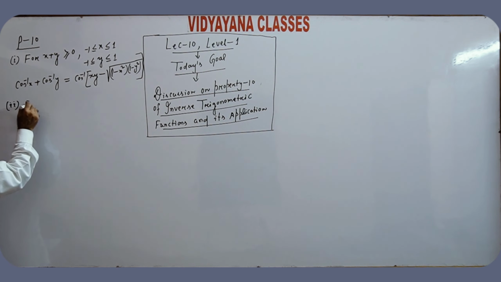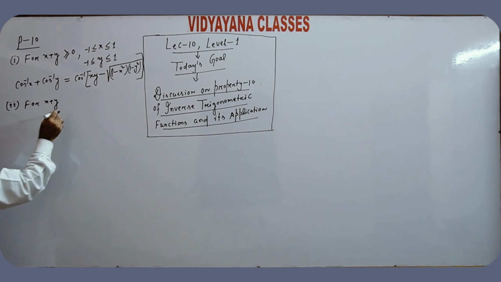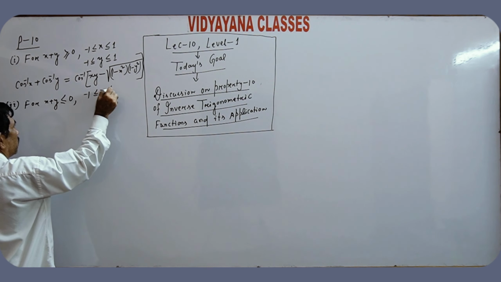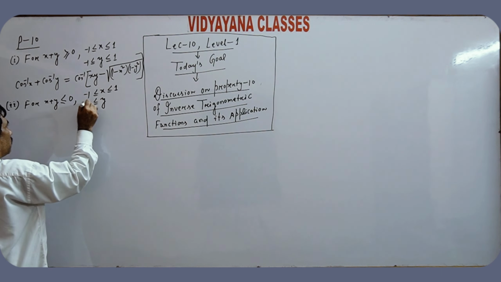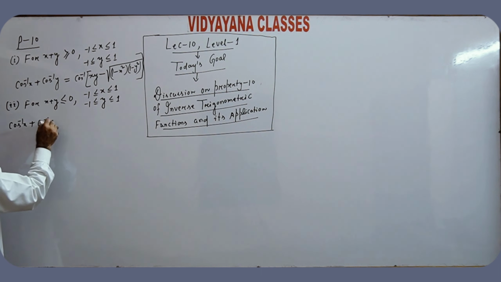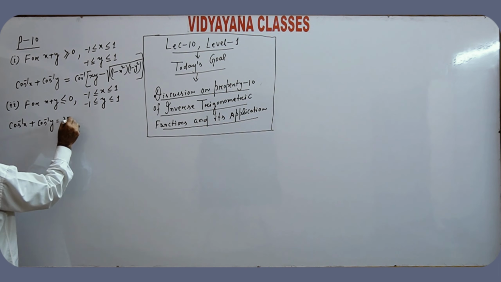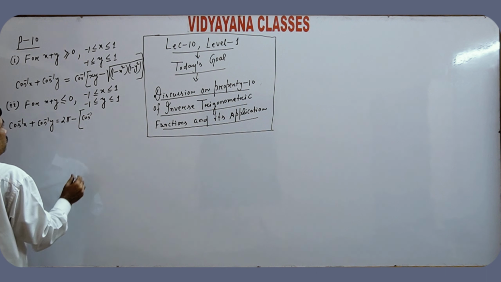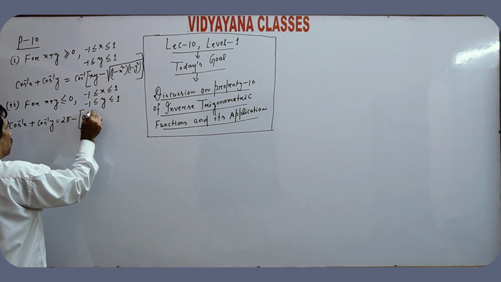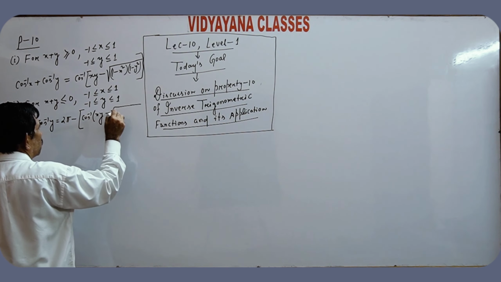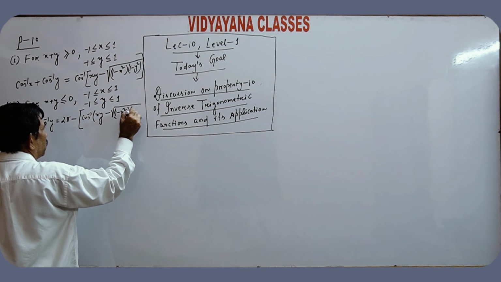Second bit: for x plus y less than or equal to 0, x greater than or equal to minus 1 and less than or equal to plus 1, y greater than or equal to minus 1 and less than or equal to plus 1, cos inverse x plus cos inverse y is equal to 2 pi minus cos inverse of xy minus root of 1 minus x square into 1 minus y square.